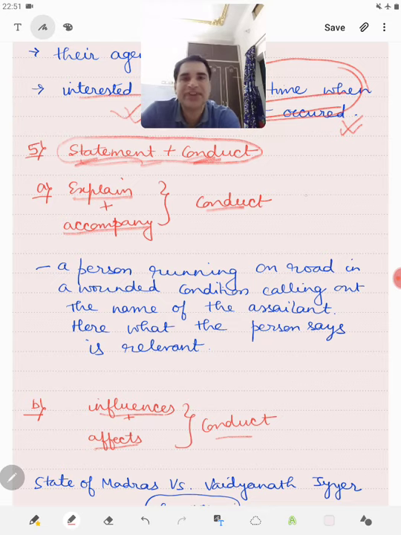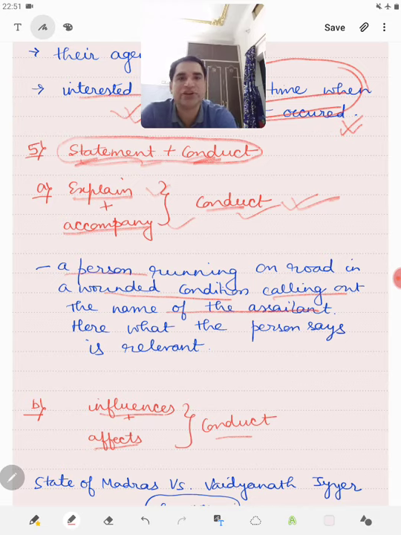Now, one example is that suppose a person is running on the road in a wounded condition, and he is calling out the name of the assailant, that A has hit me, A has hit me, and he is bleeding all around his body. Then certainly, as it is a part which explains and accompanies his conduct, this statement that A has hit me will be relevant.